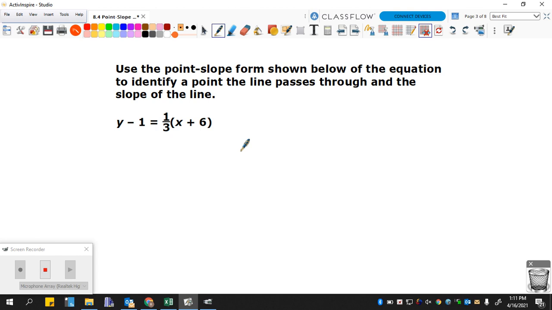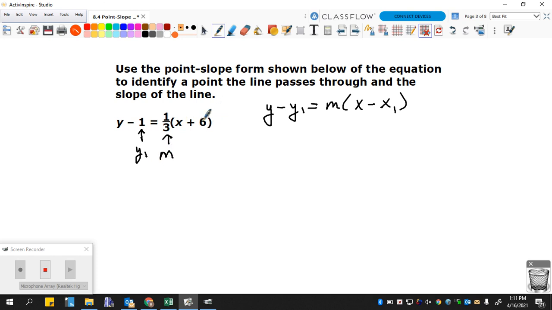The next one, okay, y minus 1 is equal to 1/3 times x plus 6. Y minus y1 is equal to m times x minus x1. Okay, so now y minus 1, the 1 is going to be our y1, okay? 1/3 is our slope, or our m value.